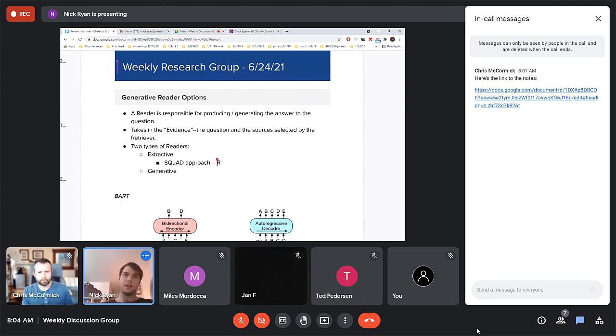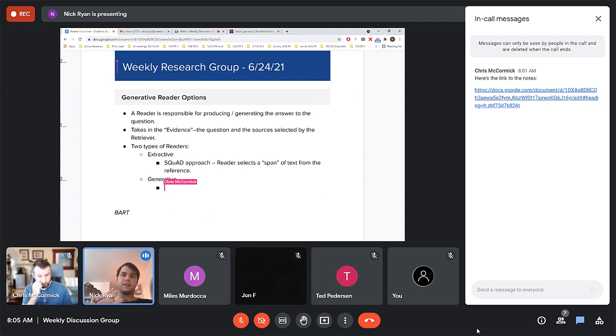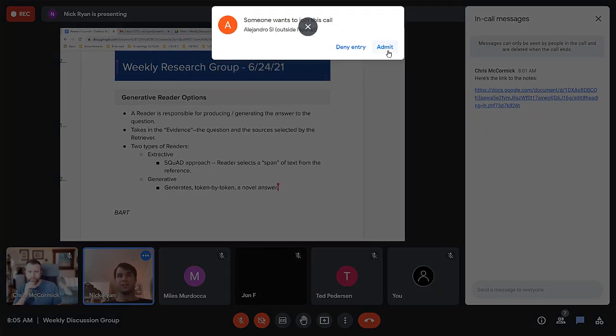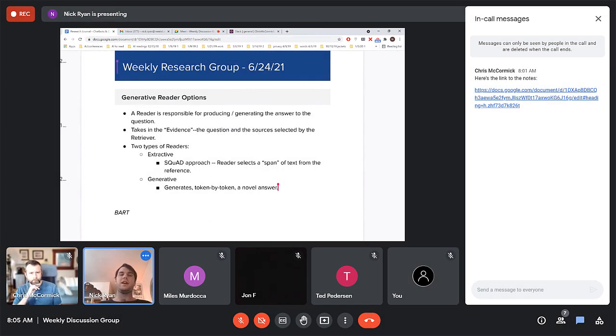On the other hand, generative readers will take all of that evidence, and rather than looking through one passage or multiple passages and extracting spans of text and chunking them together, it takes all of the evidence and iteratively produces a novel answer. So it is generating token by token, or word by word, a new answer that might, for example, combine evidence from two different documents. It can be a piece of text that is not seen anywhere in the documents it's taking as evidence. So it creates a novel answer, and it's essentially a generative sequence-to-sequence kind of model.